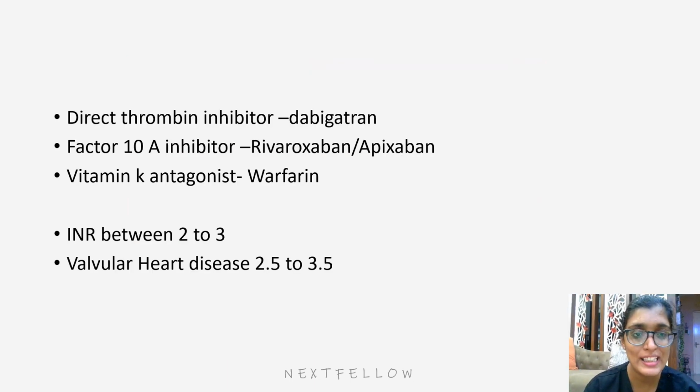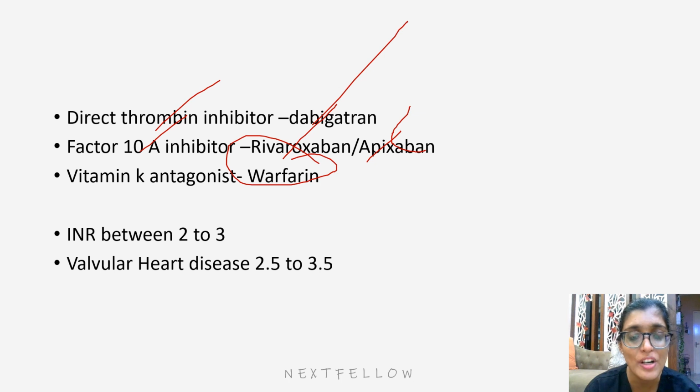From the oral anticoagulants, the direct thrombin inhibitor is dabigatran, factor 10A inhibitors are rivaroxaban and apixaban, and the vitamin K antagonist is warfarin. These newer anticoagulants do not require monitoring, but warfarin requires monitoring with PT-INR, and the INR should be maintained between 2 to 3. For valvular heart disease, the INR should be maintained between 2.5 to 3.5.